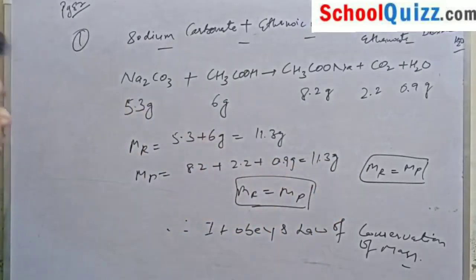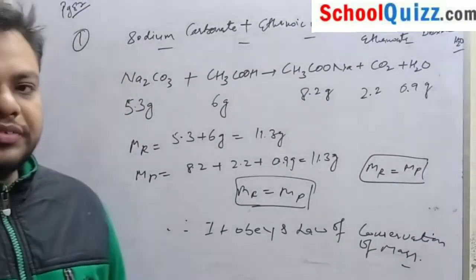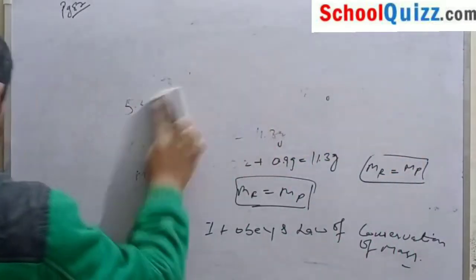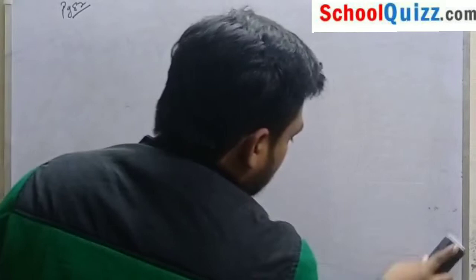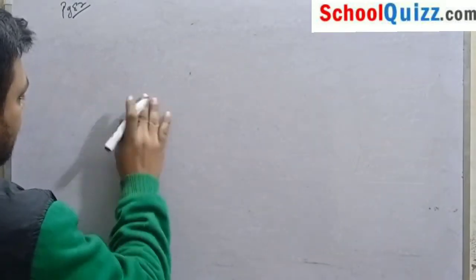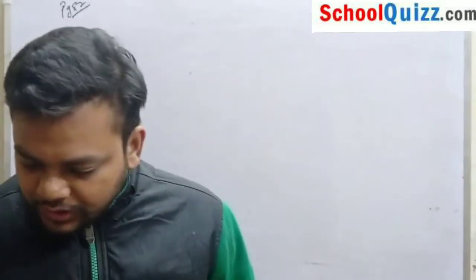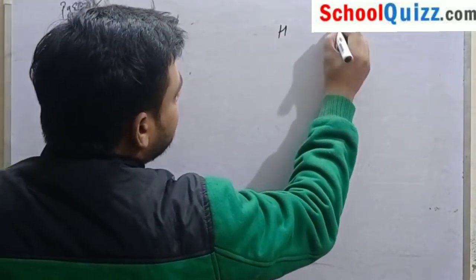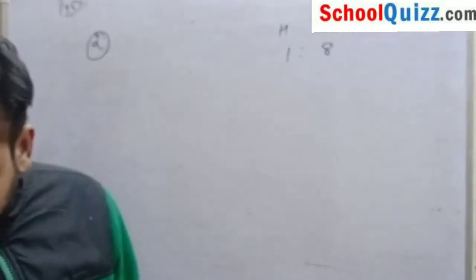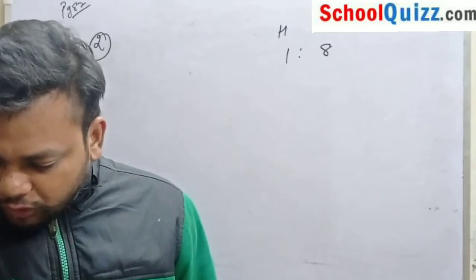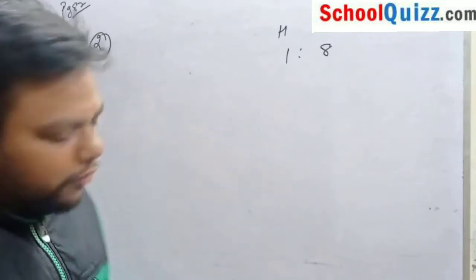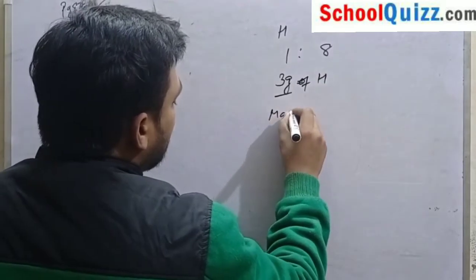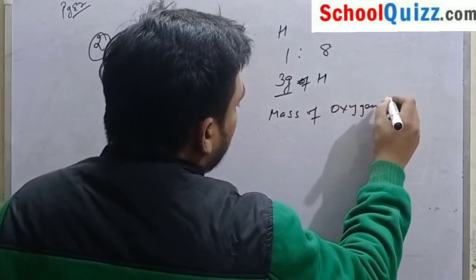Now we will move to our second question. I hope this clears your question. Note it down. The next question is: hydrogen and oxygen combine in the ratio 1:8 by mass to form water. What mass of oxygen would be required to react completely with 3 gram of hydrogen? So if we have 3 gram of hydrogen, we need the mass of oxygen required.